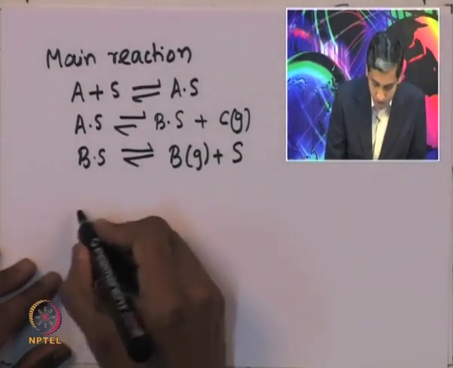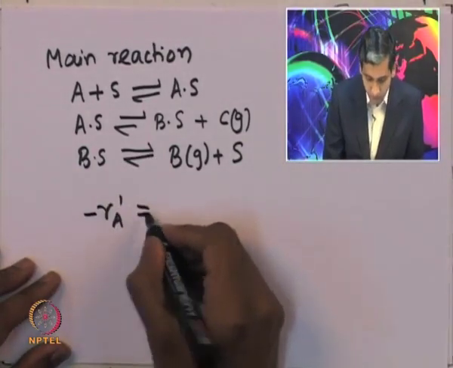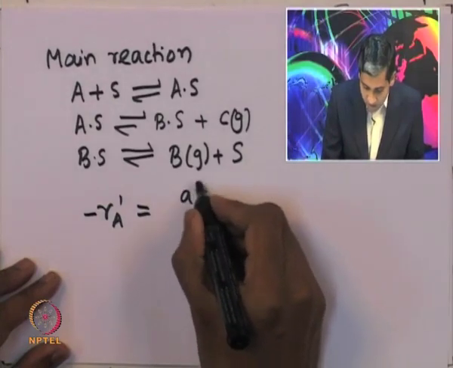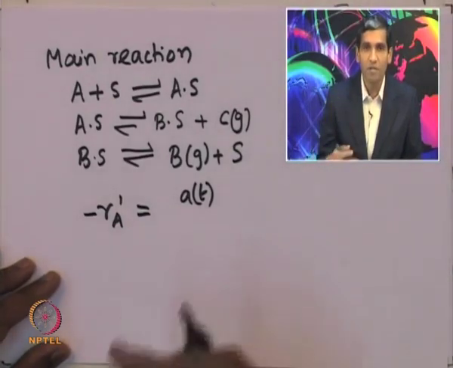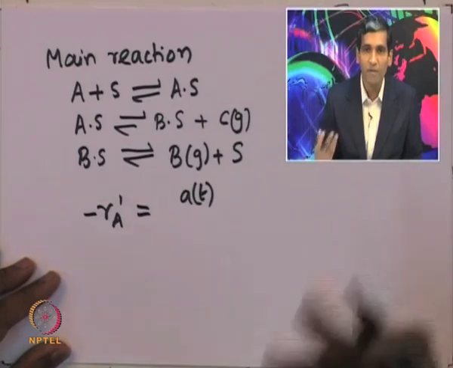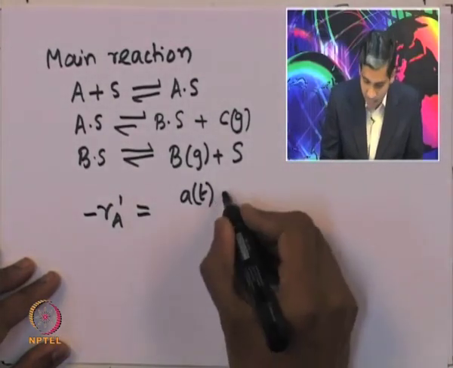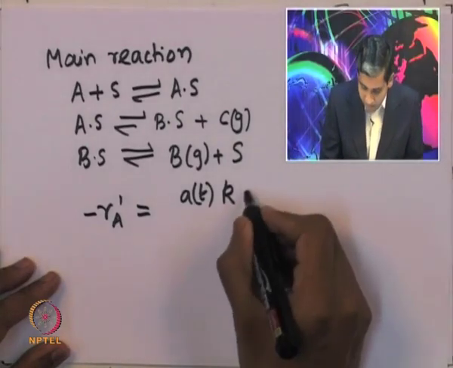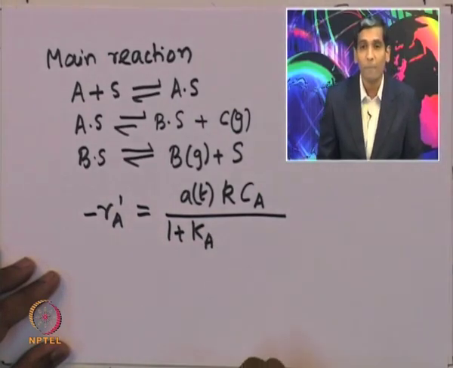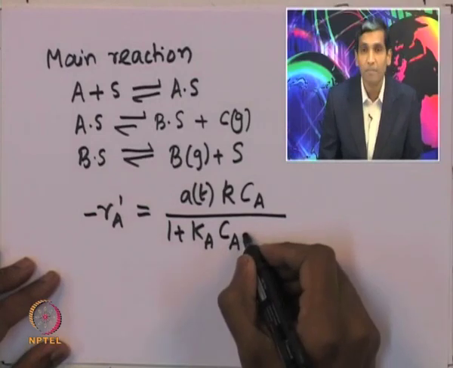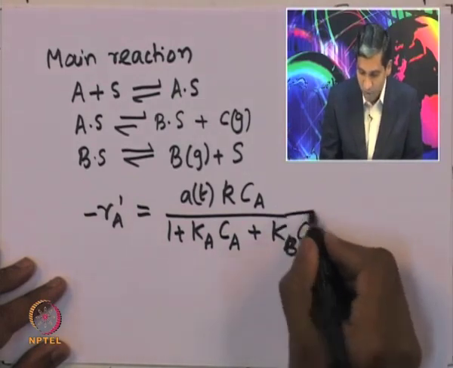Now this particular reaction will typically have a rate law which looks like this, which we have already seen in one of the earlier lectures. So if a is the activity of the catalyst, then the rate of consumption of the species A because of this catalytic reaction per gram mole of the catalyst per unit time is given by the activity of the catalyst a multiplied by the specific reaction constant and multiplied by the concentration C_A divided by 1 plus the equilibrium constant for adsorption-desorption of species A multiplied by the corresponding concentration plus the adsorption constant for species B multiplied by the corresponding concentration C_B.